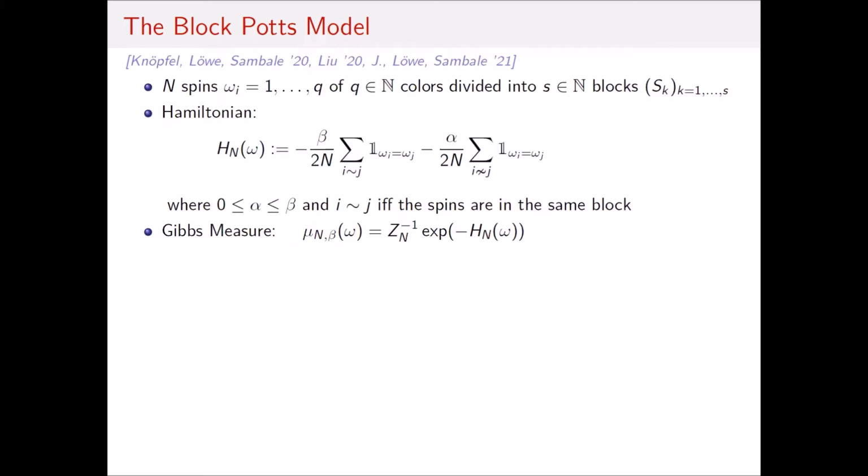We look at a spin system with n spins, which can take q colors and are divided into s blocks, S_k. Then the Hamiltonian of a configuration omega consists of 2 parts, where the first part describes interactions between spins in one and the same block, interacting with an inverse temperature beta. The second sum similarly counts the number of equal spins in different blocks interacting with an inverse temperature alpha.